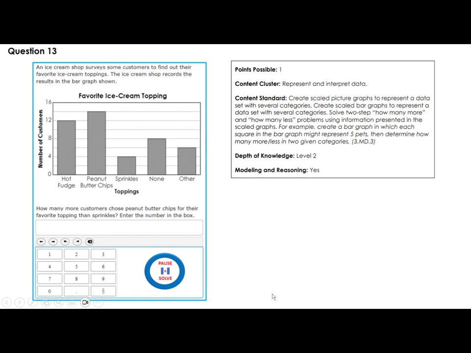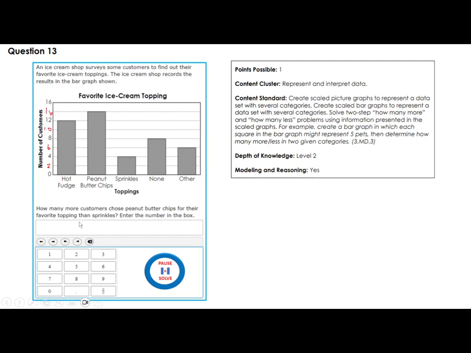Here, an ice cream shop surveys some customers to find out their favorite ice cream topping. The ice cream shop records the result in the bar graph shown. You have to understand, what does this represent? How many people liked hot fudge? 12. How many people liked peanut butter? 14. Okay, because that's going by 2 here. That's 2, 6, 10, 14.